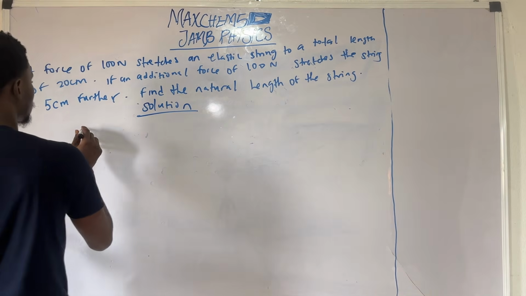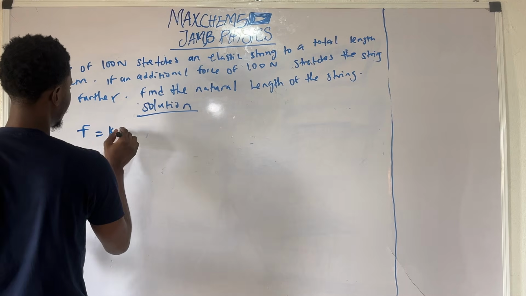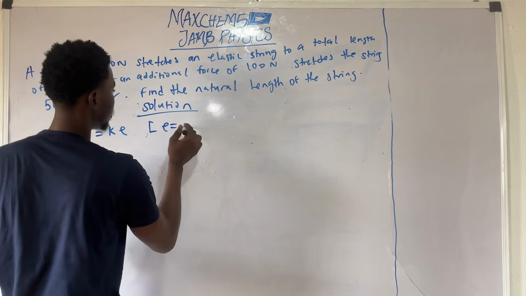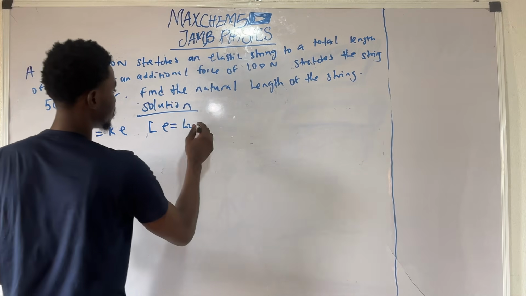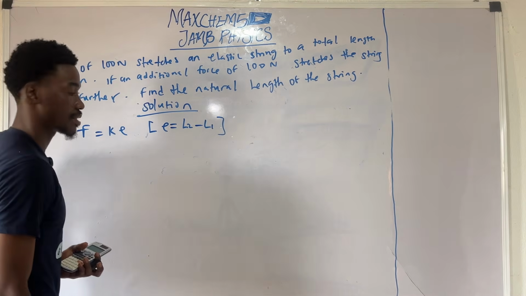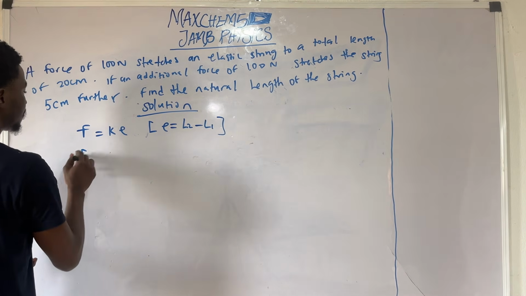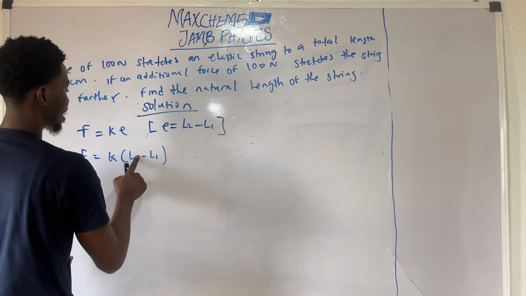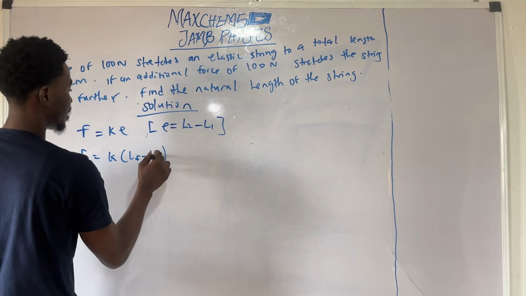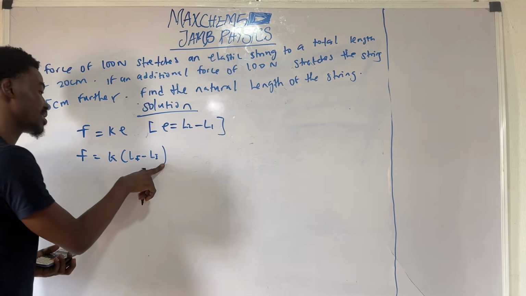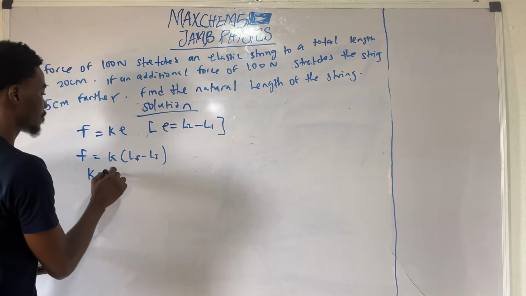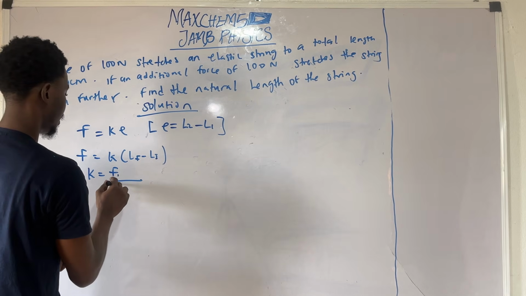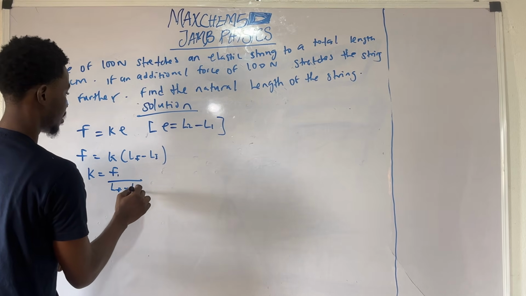If you can recall from Hooke's law, F is equal to Ke. But I told you that the extension can also be written in terms of the final length minus the initial length. So F is equal to K(L2 minus L1), or I can say (Lf minus Li), f meaning final, i meaning initial. So making K the subject of formula, I can say K equals F over (Lf minus Li).